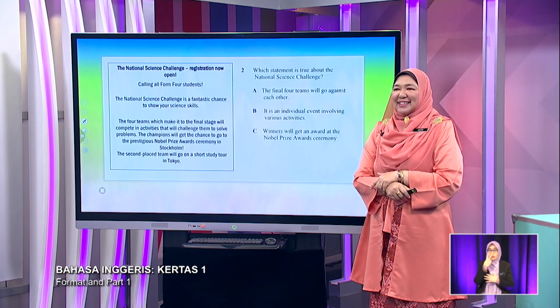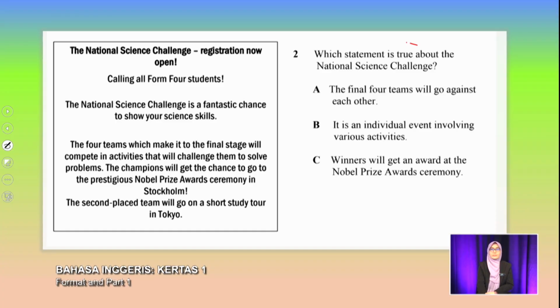Which statement is true about the National Science Challenge? So this is the stimulus. There are 3 options here. This is on registration for the National Science Challenge for all Form 4 students. If we look at this one, I don't think I'm going to read all of it. Everyone can see this stimulus, right? So we are going over to the options.